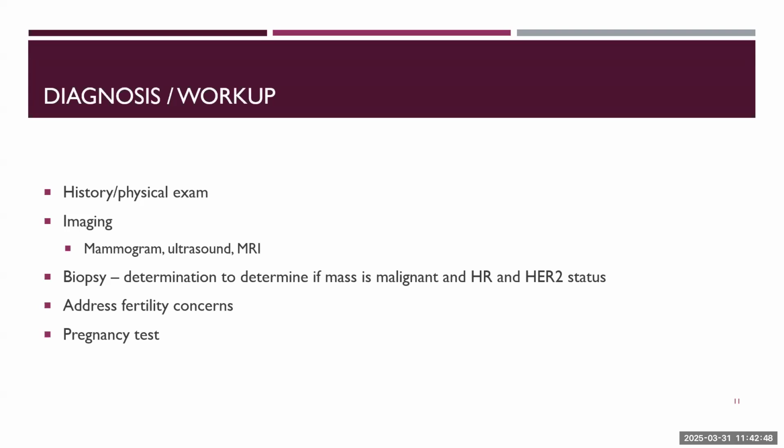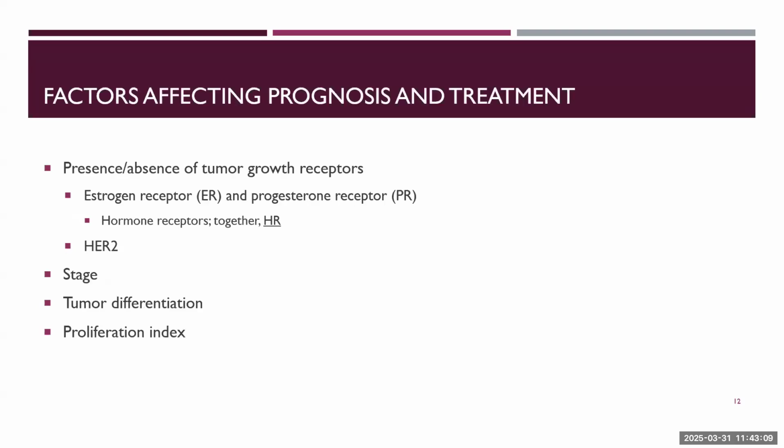And then, depending on what the results of that show, we should be doing a biopsy, because it's important to drive our treatment. We need to determine if the mass is actually breast cancer or not, and then the hormone receptor and HER2 status. We would also want to address fertility concerns, especially if you have a younger patient who may want to pursue having a family, and then also a pregnancy test.